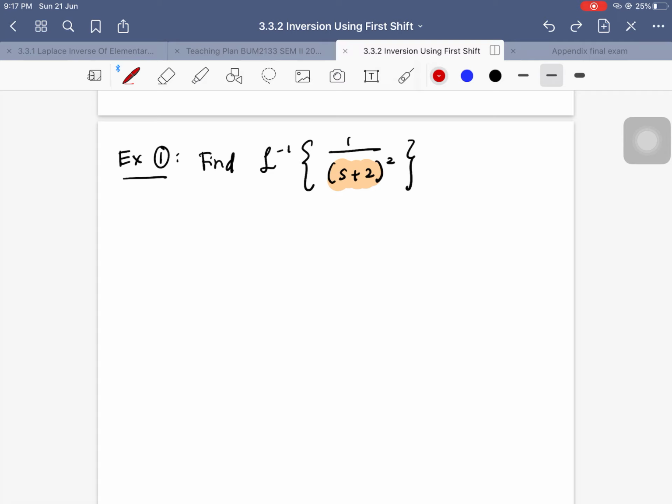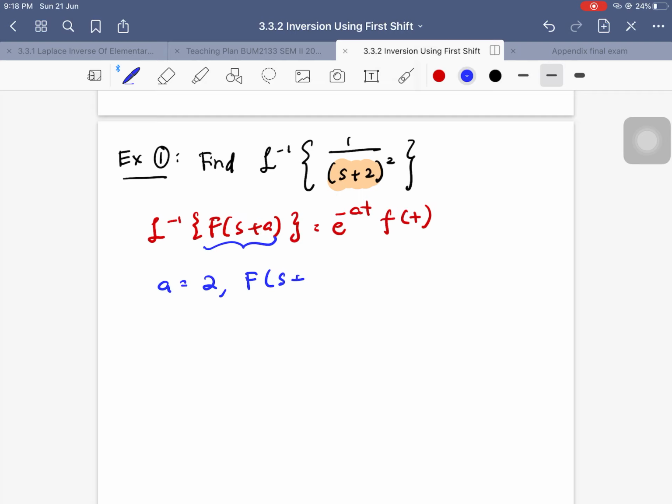So let me put the theorem here just to remind you. The theorem states that if we have the Laplace inverse of F of s plus a, that is going to equal exponential of negative at multiplied by f of t. And for this case right away, we can identify that the value of a is going to equal 2. And whatever goes between the curly brackets is going to be defined by F of s plus a, which is 2 for this case. And that is going to equal 1 over (s plus 2) squared. So this will be a match between these two. This is plus 2, this is going to be s plus 2 as well, right?